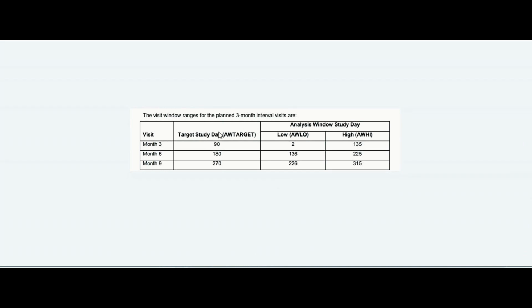They will give you a target day for the visits they need and the plus or minus days. For month 3, the cutoff target day is 90 days, so from day 46 to day 135, all the vital signs records collected come under the month 3 analysis visit. All the vital signs collected from day 136 to day 225 come under month 6, and from day 226 to day 315 come under month 9.